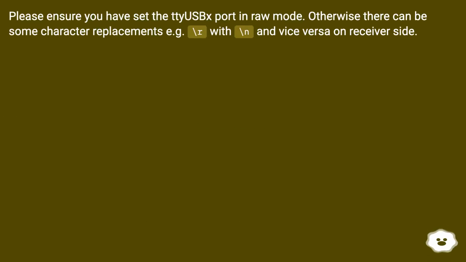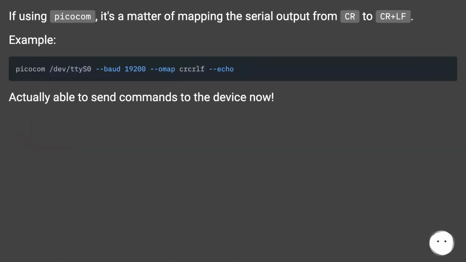Please ensure you have set the TIOCSERIAL export in raw mode. Otherwise, there can be some character replacements, e.g. \r with \n and vice versa on the receiver side. If using Picocom, it's a matter of mapping the serial output from CR to CR plus LF. Example: actually able to send commands to the device now.